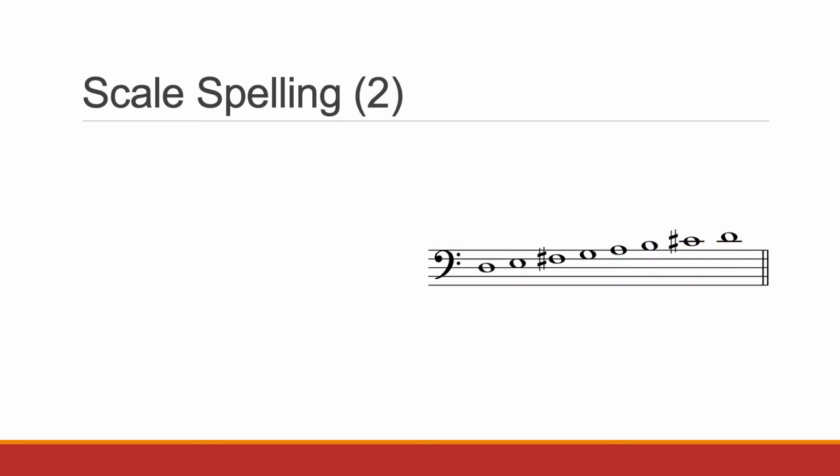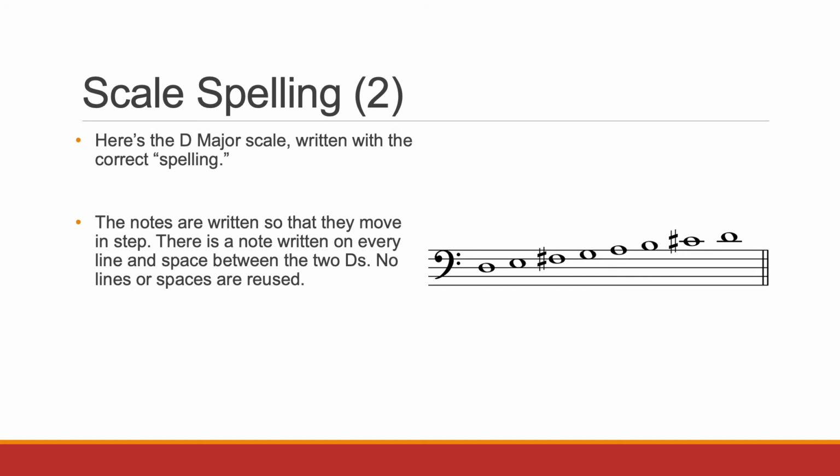Scale spelling 2. Here is the D major scale, which sounds exactly the same, but now it's written with the correct spelling. The notes are written so that they move in step. There is a note on every line and space between the 2 Ds. No lines or spaces are reused.